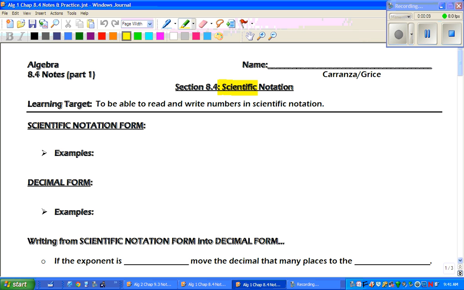Today we're talking about scientific notation. Our learning target today is to be able to read and write numbers in scientific notation. So, what is scientific notation?